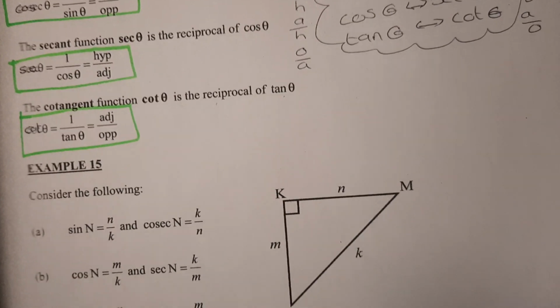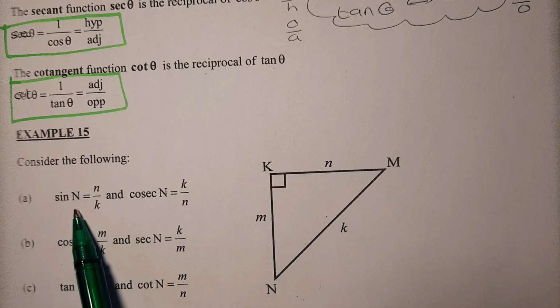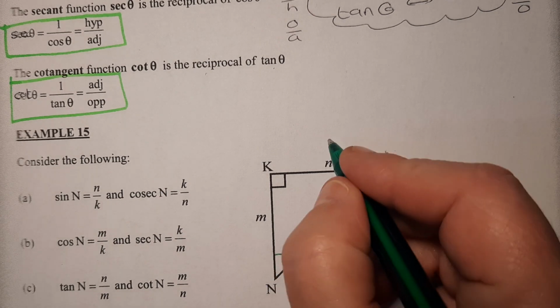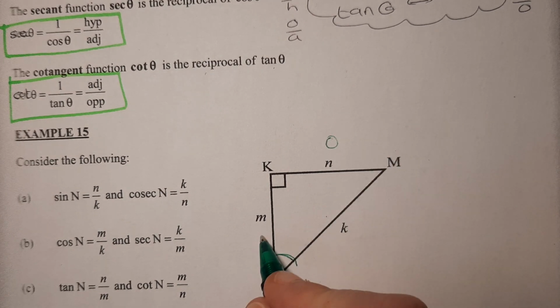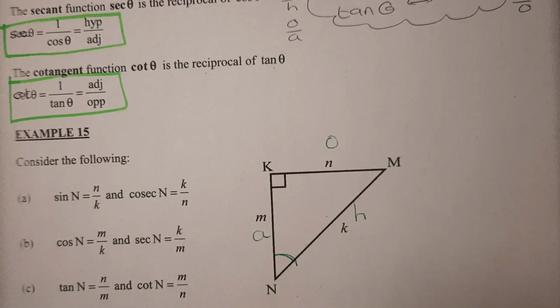Now let's see how we are going to apply it. Exactly the same, but we are just going to work with reciprocals. If they talk about angle N, so if this is angle N, and this is opposite angle N, this is adjacent to angle M, and this is the hypotenuse. So what is sine? Sine is opposite over hypotenuse, so cosec will be hypotenuse over opposite, which is k over n.